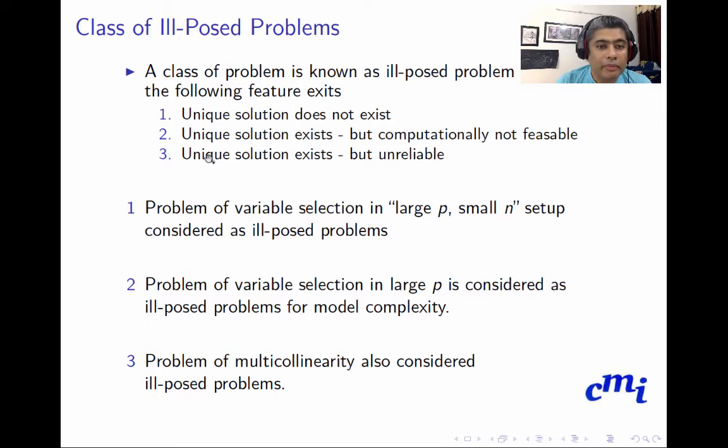And the third problem is where a unique solution exists but the solutions are unreliable. The problem of multicollinearity is the third kind of ill-posed problem, where you have a unique solution but it is unreliable.